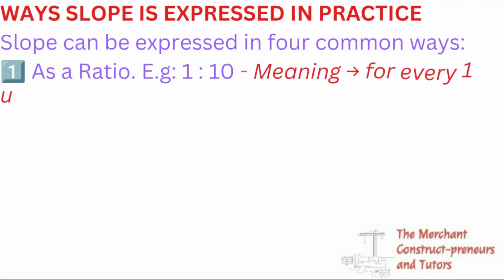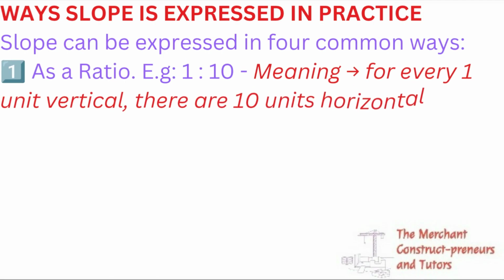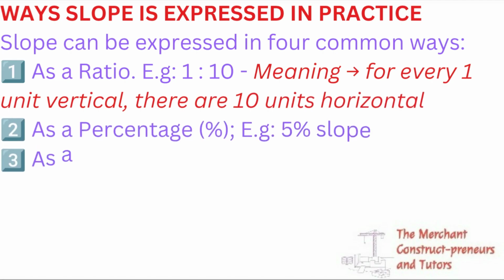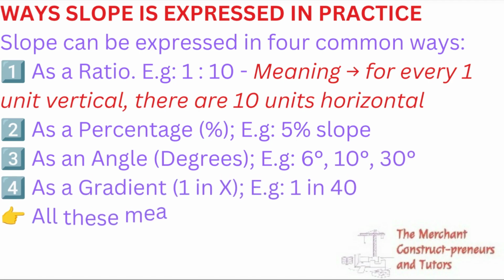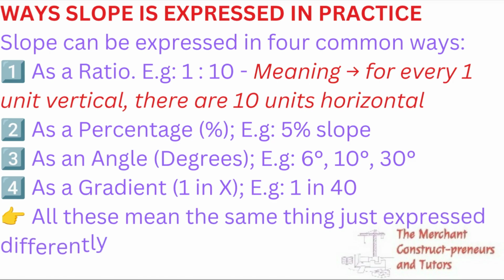Now, like I said, slopes are expressed in various ways. There are four common ways they express slopes. The first one is as a ratio: 1 to 5, 1 to 10, 1 to 15, 1 to 20, 1 to 100, depending on the length. The slope can range. So it's expressed as a ratio, meaning for every 1 unit vertical there are 10 units horizontal. Like we said in the definition, slope is rise divided by run, right? So 1 represents the rise, the vertical height, then 10 represents the run.